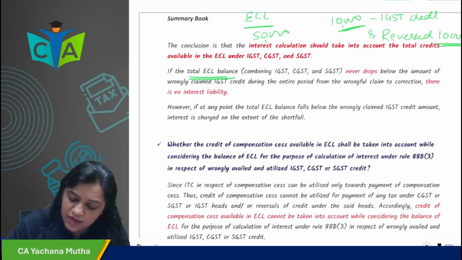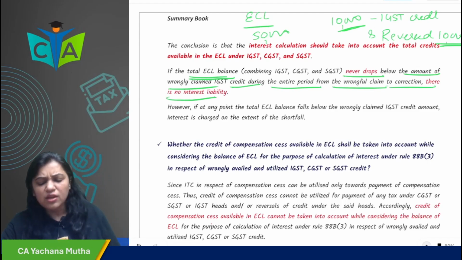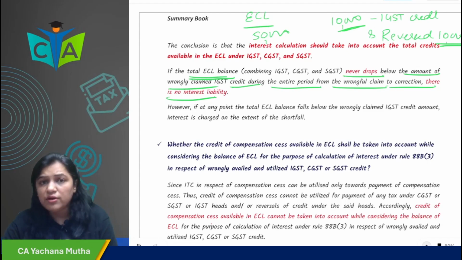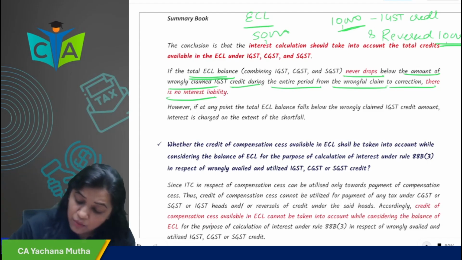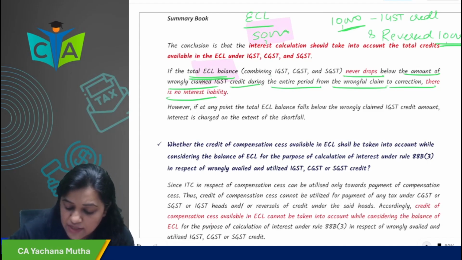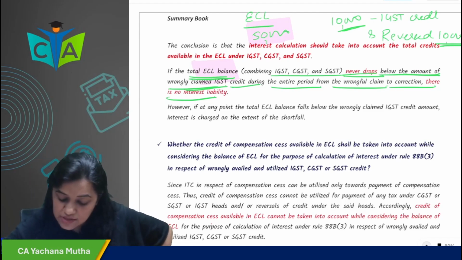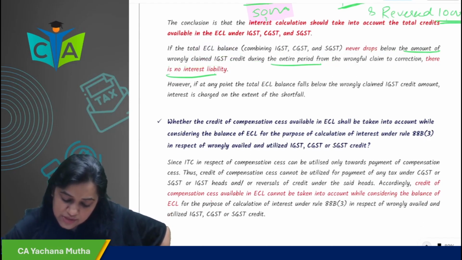If the total ECL never drops below the amount of wrongly claimed IGST during the entire period from wrongful claim to correction, there is no interest liability. Your balance never drops below 10,000; it is always 50,000. Then there is no interest liability, even if you have wrongly availed and then reversed it. When the total ECL balance, that is of IGST, CGST, SGST, never drops below the amount wrongly claimed as IGST in the entire period from wrongful claim to correction, there is no interest liability.